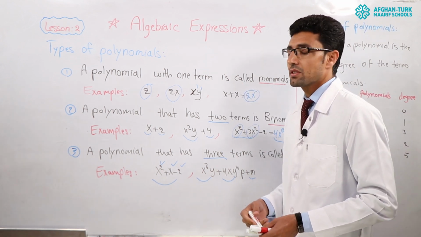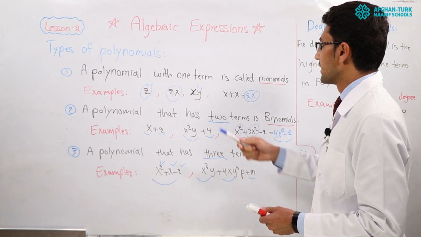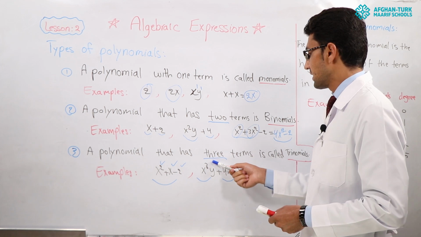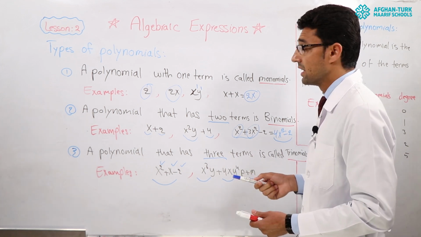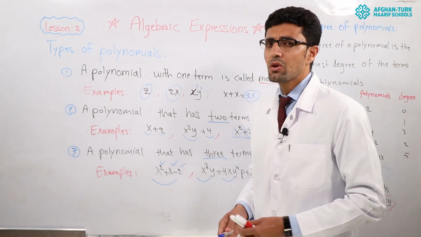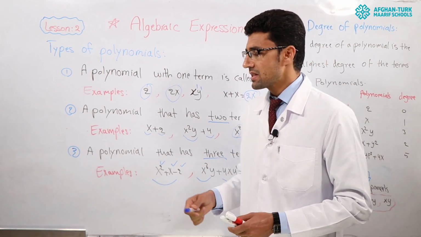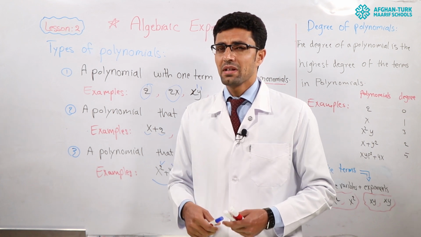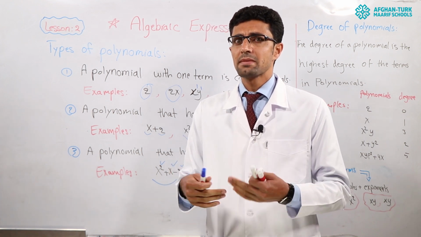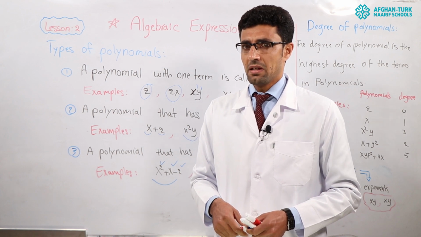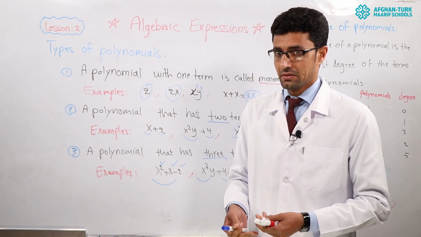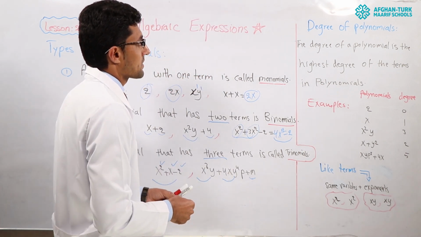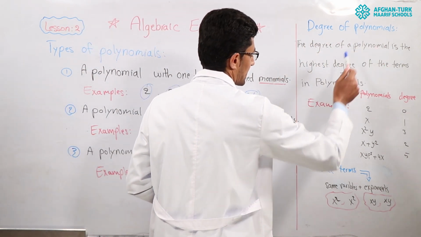Now, in general, we have three types. What were they? One term, monomial. Two terms, binomial. Three terms, trinomial. If it is more than three terms, they don't have any specific name. Remember this. Now, let's get started with degrees of polynomials.